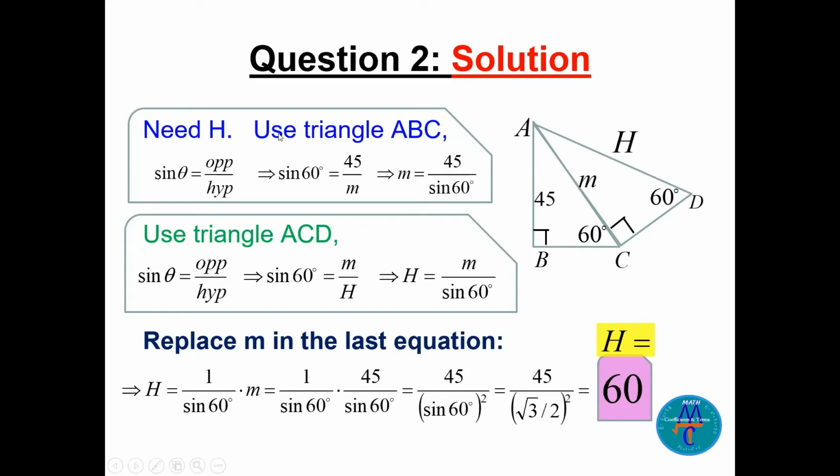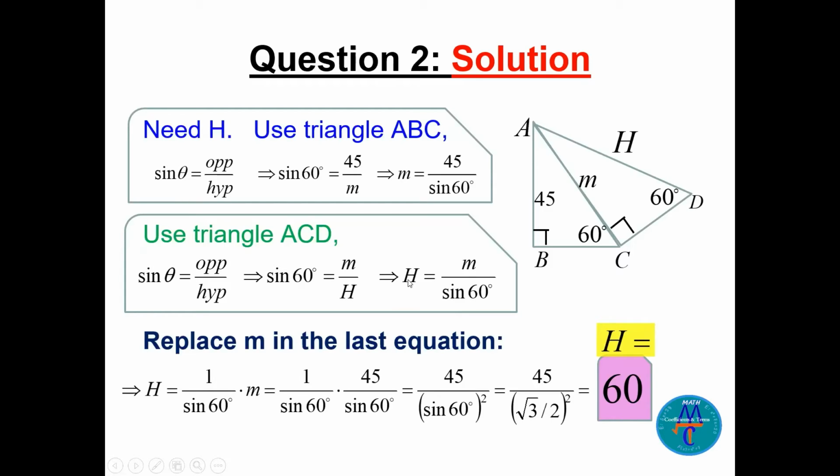So we start by using the triangle ABC, the right triangle. Sine of theta, we know the formula, is opposite over hypotenuse. So sine of this 60 will be 45 over m. So m will be 45 over sine 60. Let's leave it here. Now let's take the triangle ACD. Also we can use sine theta, which is opposite over hypotenuse. So sine 60 will be m over h. So cross multiply here, h will be m over sine 60.